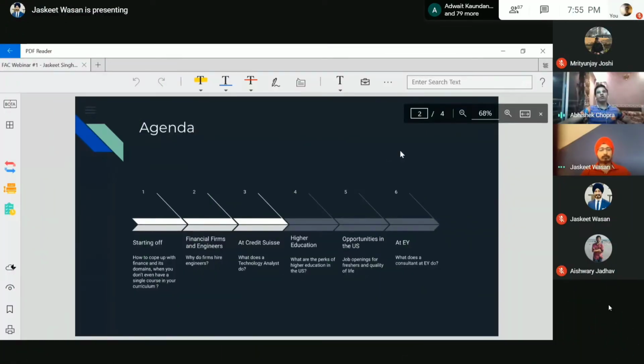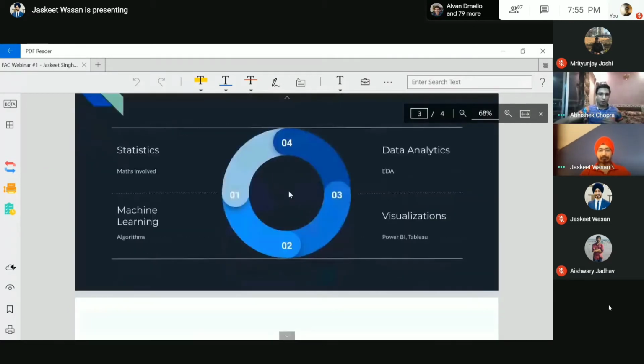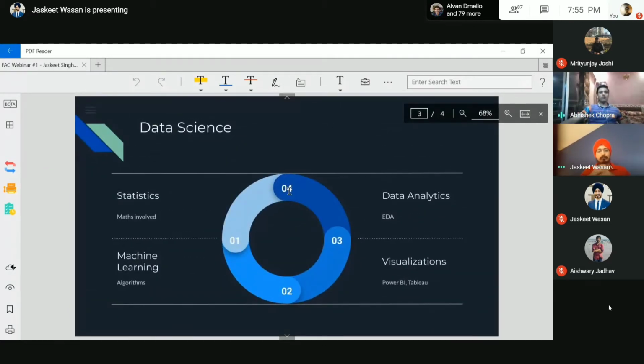I think we can move to the next slide, which is on data science. So talking about data science, we've broken it into four parts.